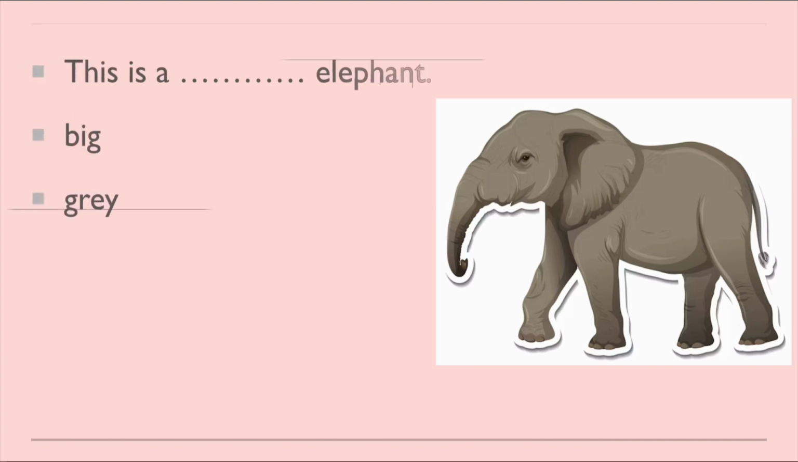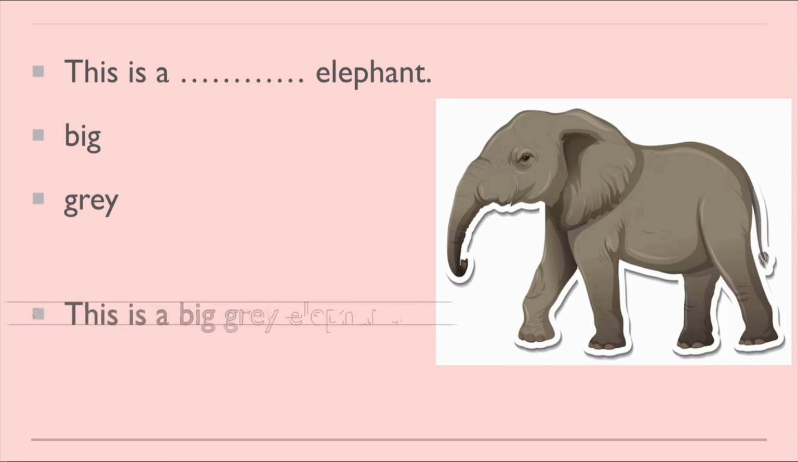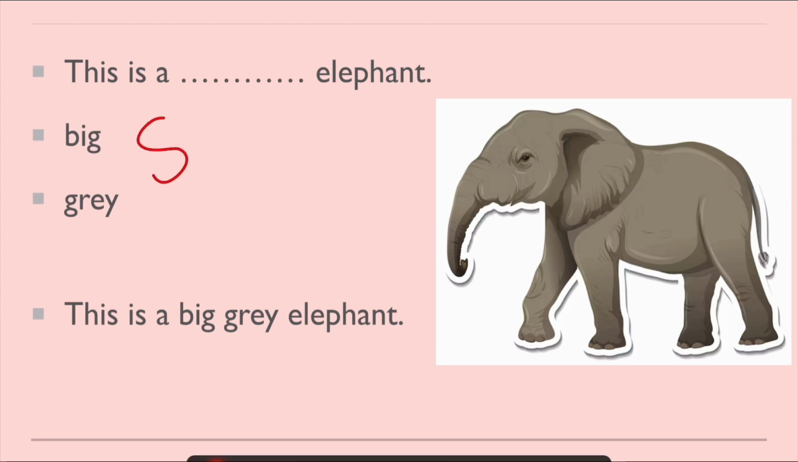Now take a look at this elephant. If we were to describe this elephant, for example, we can say that it's big, or we can say that it's gray. If we were to put them in the sentence, we are going to say that this is a big gray elephant, because according to OSAS-COM, size comes first and the color comes after it.